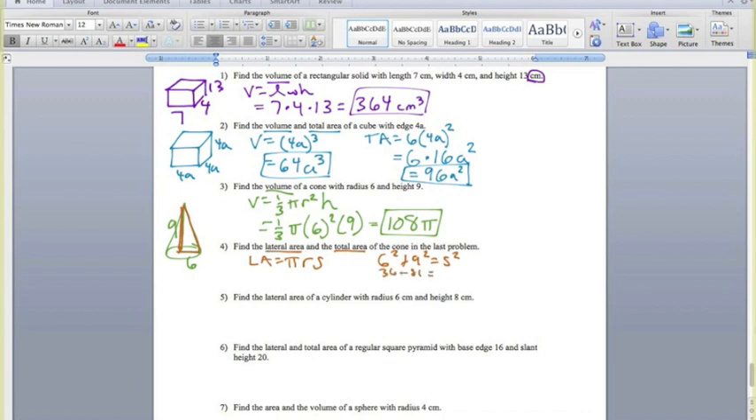36 plus 81, which gives 117, is s squared. That is not a perfect square. If this happens to you tomorrow, I suggest that you just go to a decimal. Since we're going to need to use this square root for other things, it will be easier to calculate if we just take an approximation of that, which is about 10.8. It's not as precise, but the calculations are easier to work with a decimal instead of the roots. So just take it to a decimal if that happens to you.